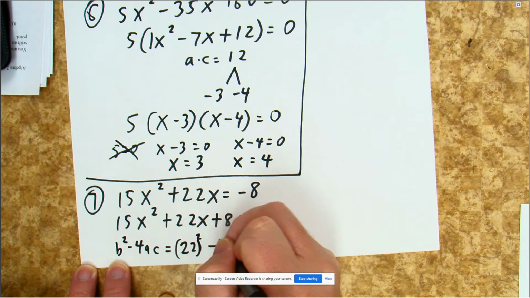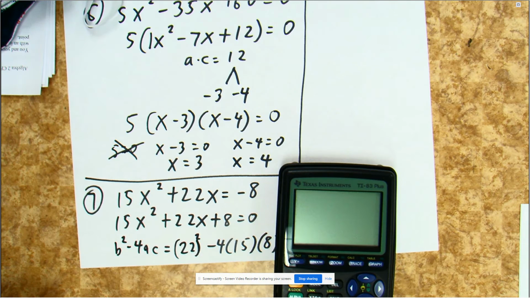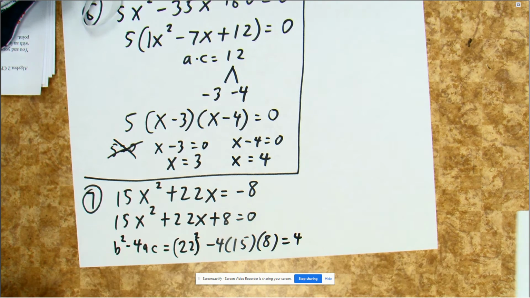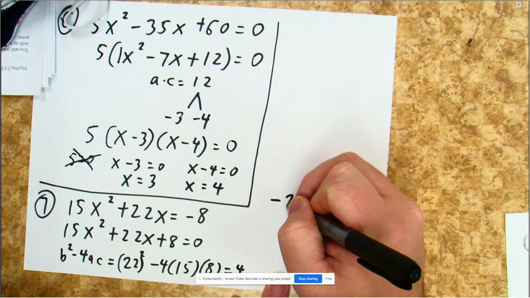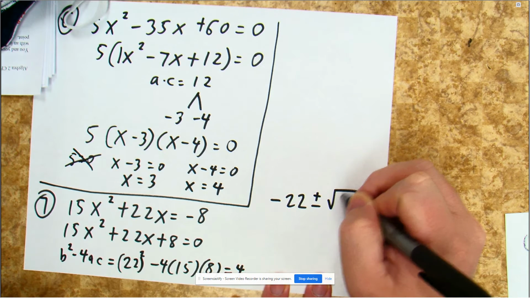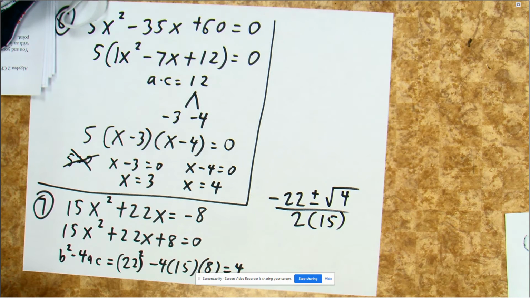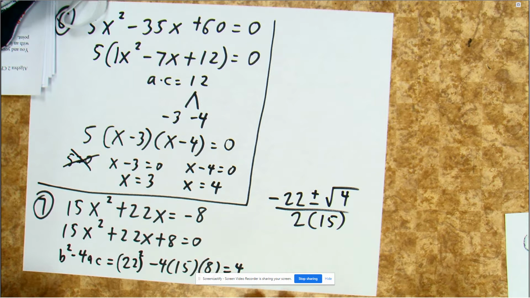22 squared minus 4 times 15 times 8. Grabbing my calculator, just to kind of knock that out real quick. 22 squared minus 4 times 15 times 8 gives me a positive 4. That is the value of my discriminant. I'm going to slide it over here. Negative b plus or minus the square root of my discriminant over 2 times a. I can't leave it like that. If you look at the choices, each choice is a nice looking fraction. So I'm going to have to simplify this thing down.